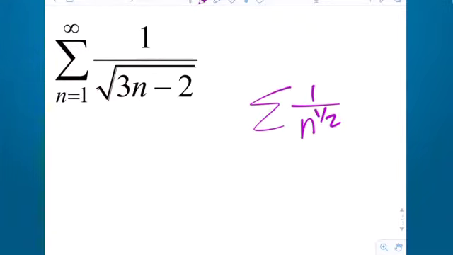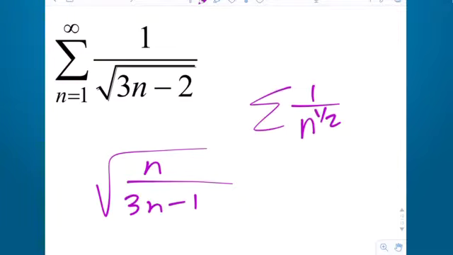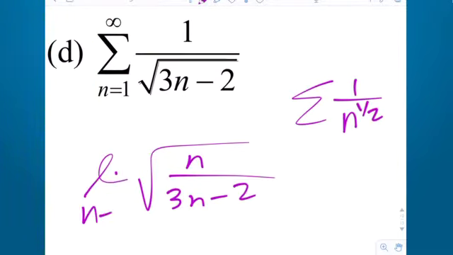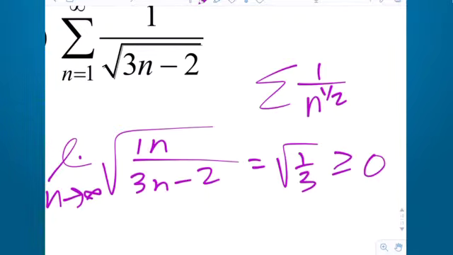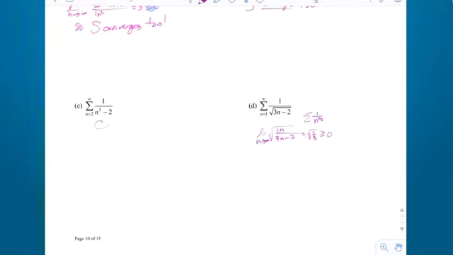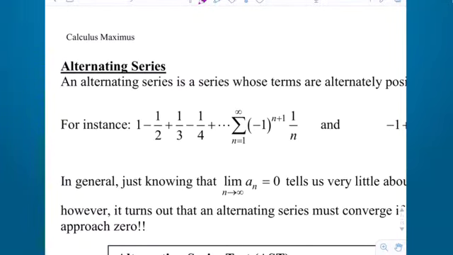Excellent. And when you do state change flip, this one is interesting. You'll end up with the square root of n over 3n minus 2. If you put them both under the square root, because you'll have the square root of n over the square root of 3n minus 2. If you put them both under the radical, then under the radical, the limit is 1/3. But then you take the square root of it. This is the square root of 1/3, which is still what? Greater than or equal to 0. So they're going to have the same behavior. So they both diverge. All right, alternating series.